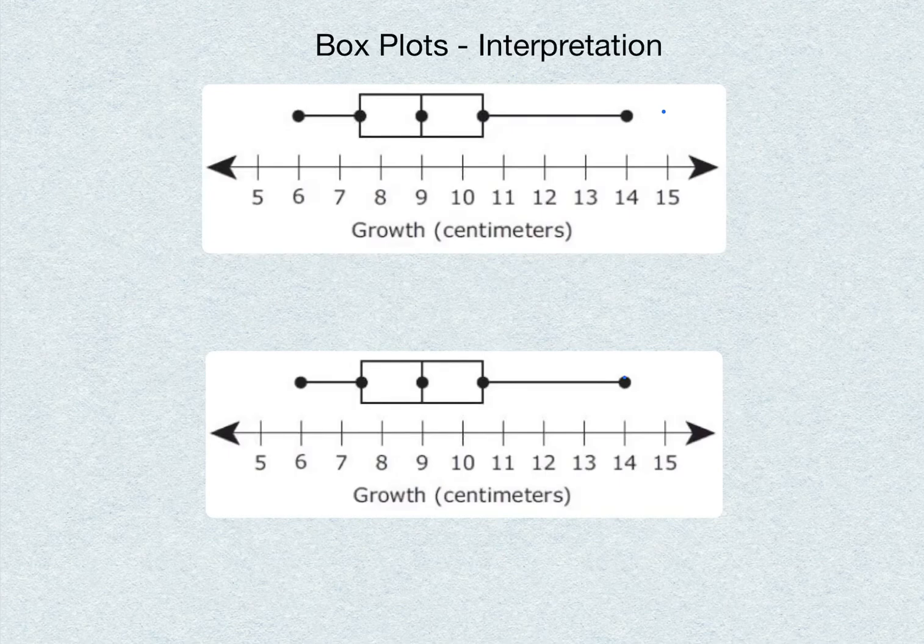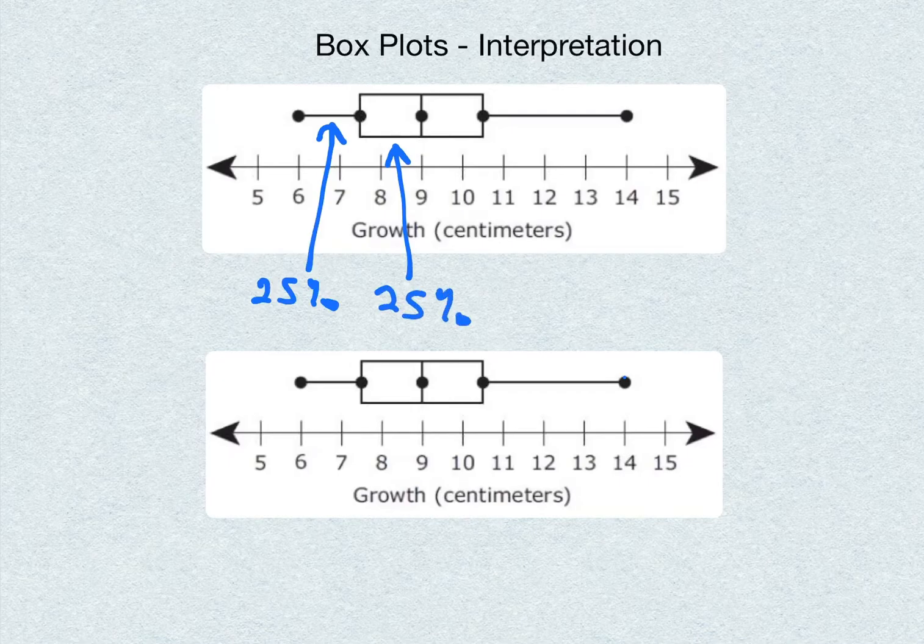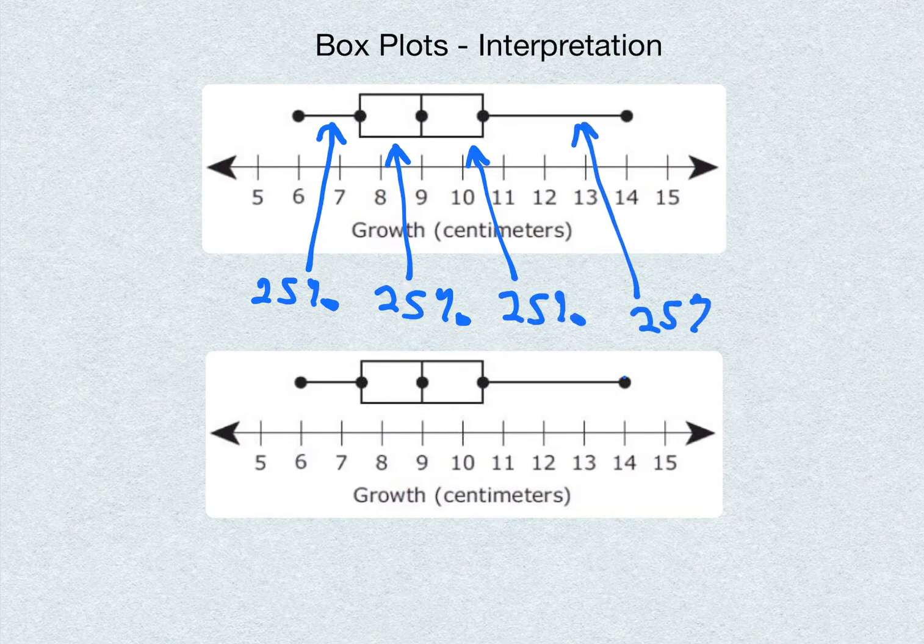Now, for interpretation. Most interpretation questions, because we don't know how many points are in the data set, we have to look at how the data is distributed. So I want to remind you that the reason why we say the word quartiles is because a box plot cuts the data into 4 sections. So that means that 25% of the data falls in each section. The first whisker is 25% of the data. The first half of the box is 25%. The second half of the box is 25%, and the right whisker is also 25% of the data. So it's cut into quarters or fourths.